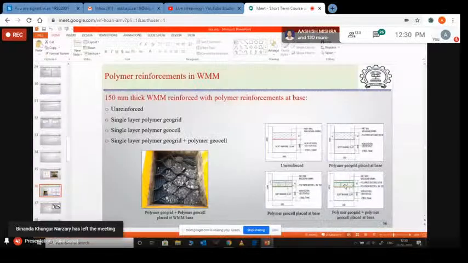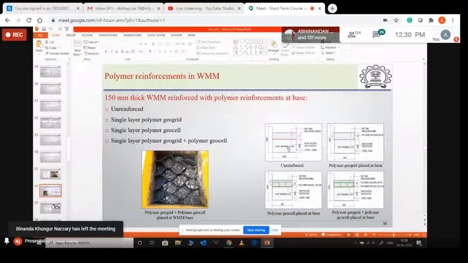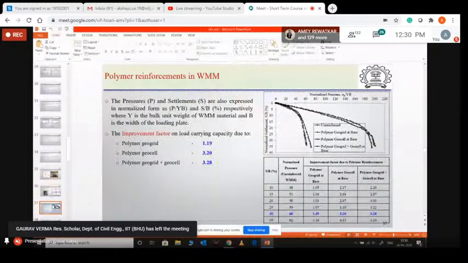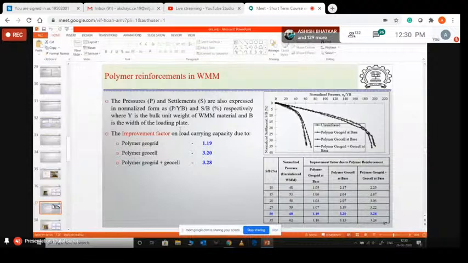And after that, we compared only the basic WMM material. If it is reinforced with geocell and geogrid together, what is the improvement in load carrying capacity? We found that if we use polymer geogrid, the load improvement factor is 1.2. Polymer geocell, it is 3.2, and 3.5 is geogrid plus geocell. That means polymer reinforced WMM material has better load carrying capacity, about 3.5 times. And 2.5 to 3 times has been obtained in various literature also.